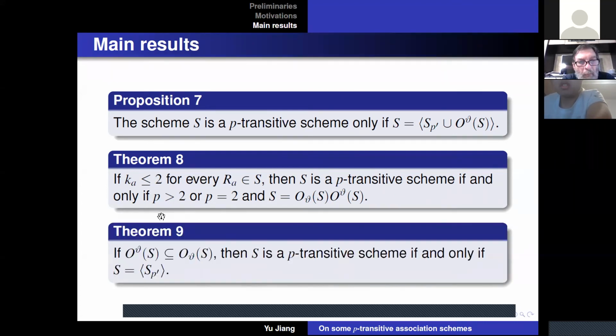Theorem 9. If the thin residual is contained in the thin radical, then S is a p-transitive scheme if and only if S is generated by S_P prime. So in this case, the inverse of this proposition is also true.